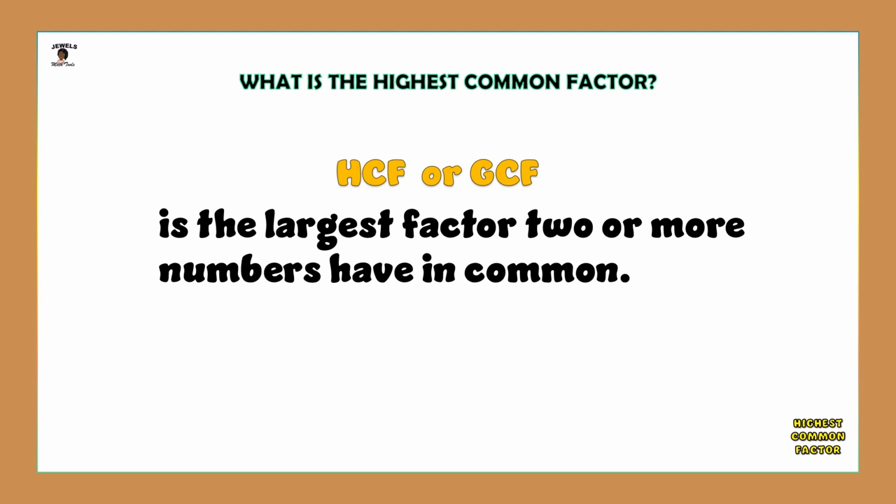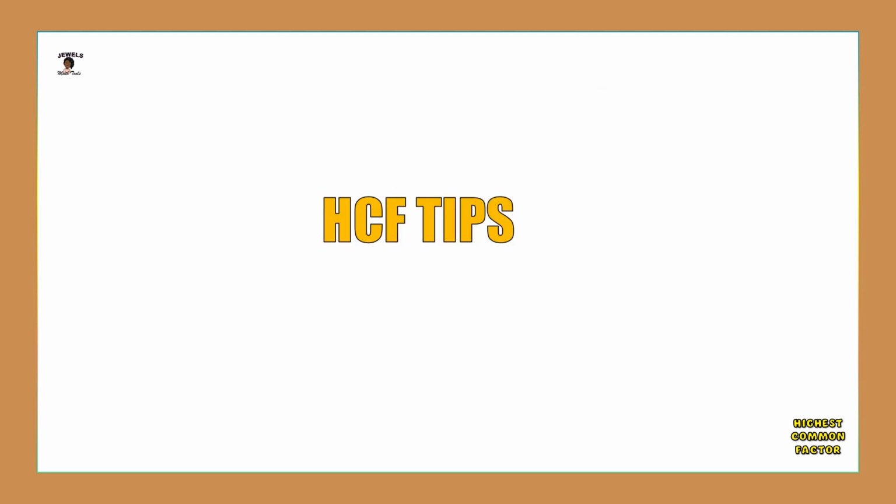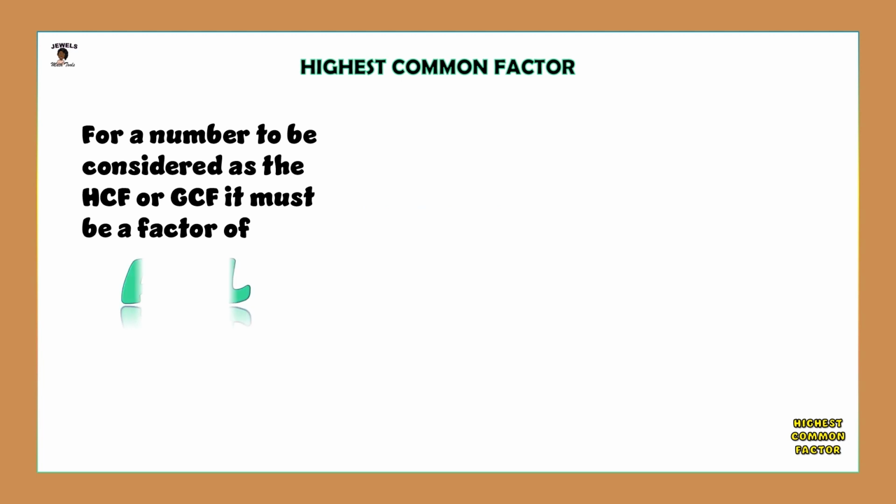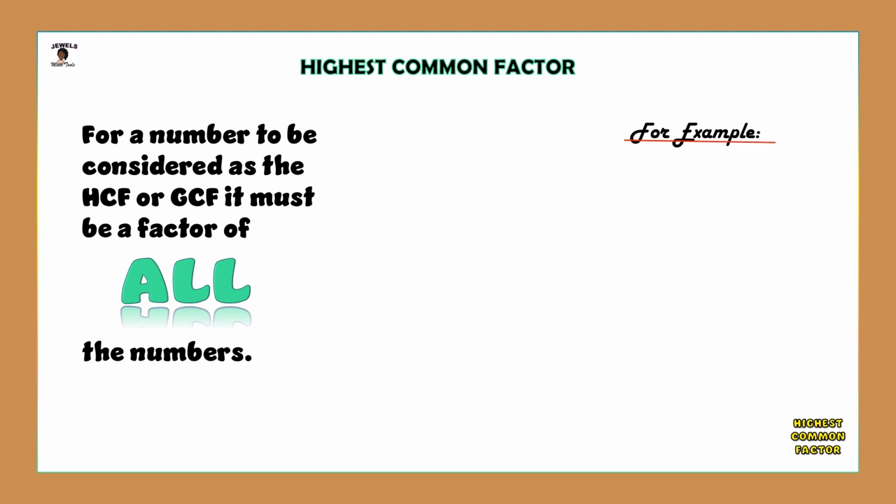Now, when looking at your highest common factor and identifying what it is, there are a few tips that you need to know. The first thing you need to know is for a number to be considered as the highest common factor, or your GCF, it must be a factor of all of the numbers. So let's look at an example.